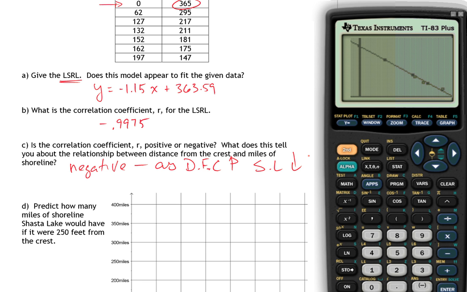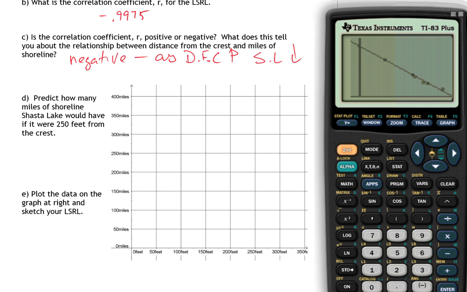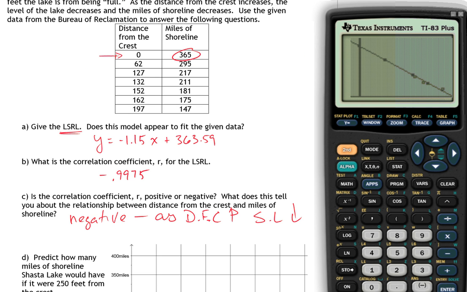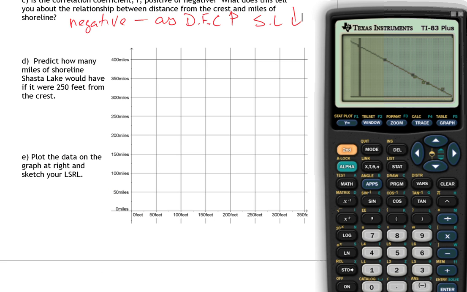I'm not going to take the time to plot these points. I think that's a pretty simple task. It's just a matter of getting 0, 365. If I was to do one of them, 0, 365, I would say that's about 350, somewhere in here is one of my first points, right? And I can see that over on the calculator also.